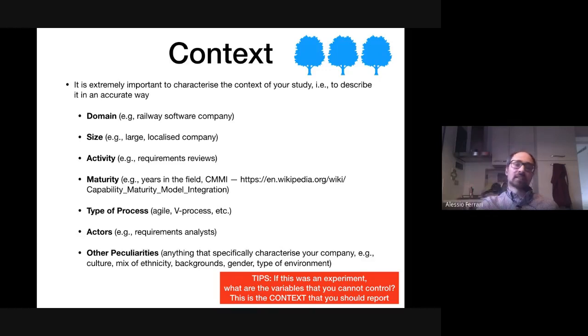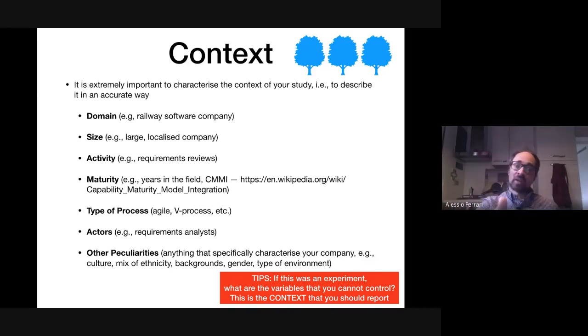So the context, as we mentioned several times, is made of multiple aspects. The domain, in this case, would be a railway software company or safety critical company. The size, so a large company localized in a certain place or distributed. The type of activity that I'm interested in here, so the requirements reviews, because I want to automate this process of requirements analysis and review and correction.